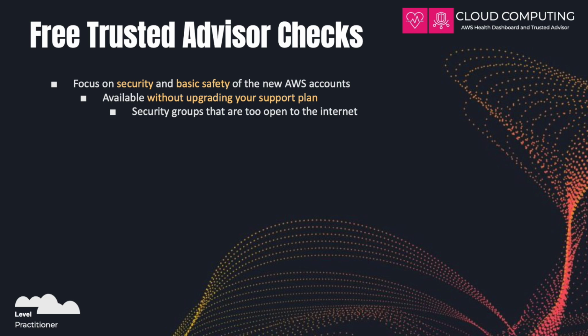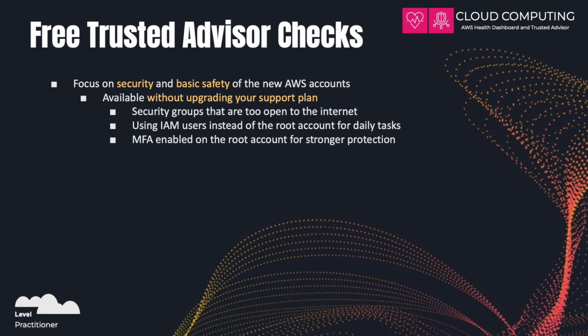The next one is it checks if you're using the root account for everyday actions. The root account is extremely powerful and should only be used for a few account-level tasks. And if it detects that you're using it incorrectly, it'll warn you. The third check is related to MFA on the root account. It checks whether you have multi-factor authentication enabled for the root account or not.